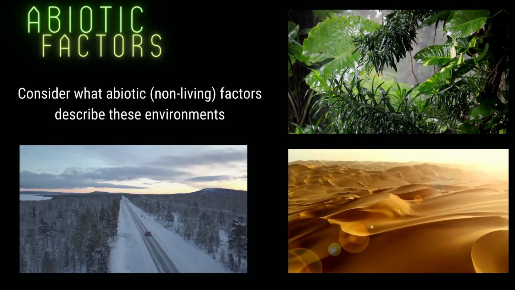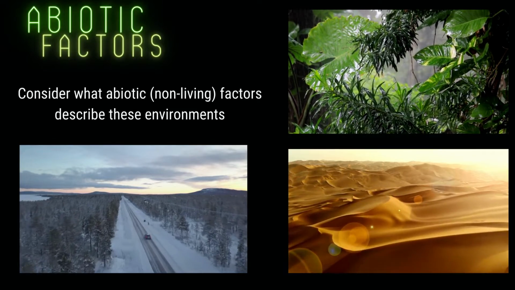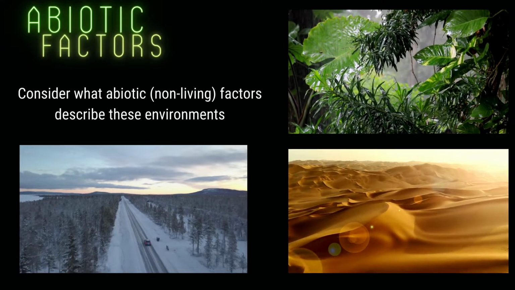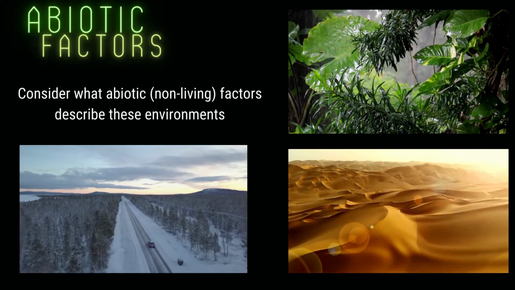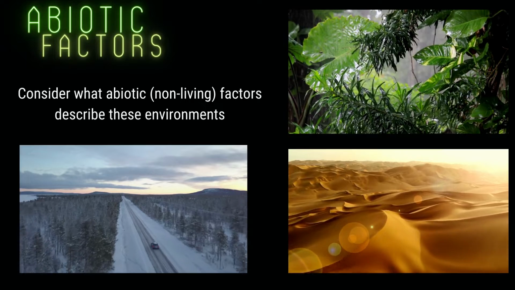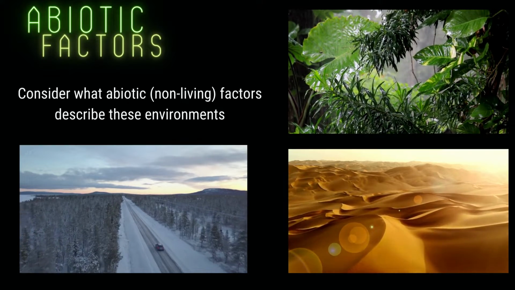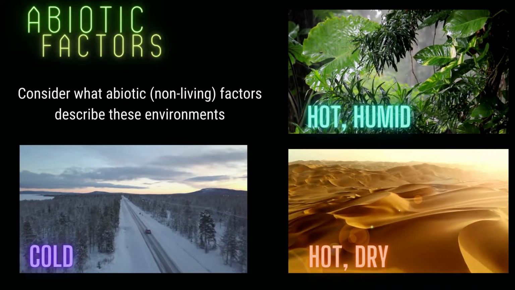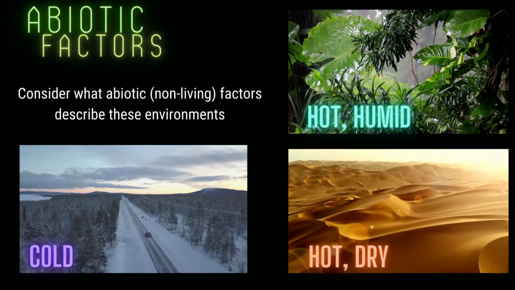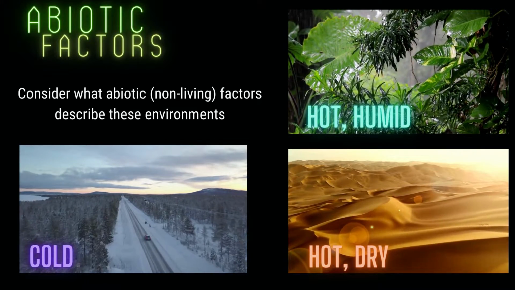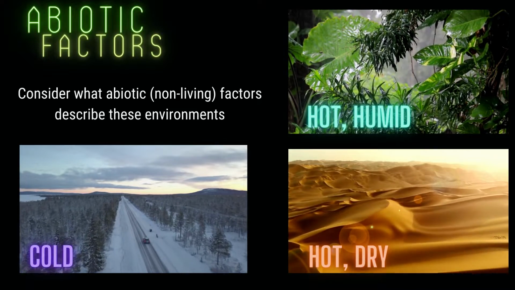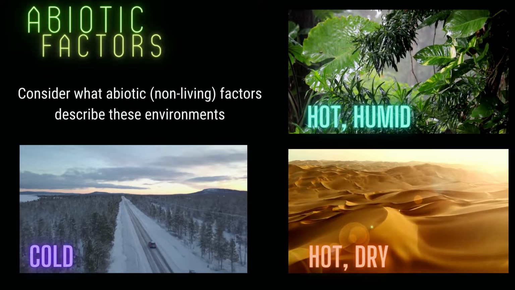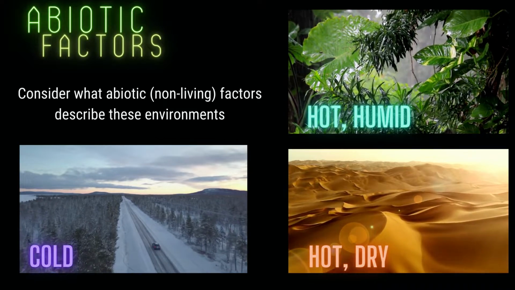Think about the climate zones from the last concept question. Consider what abiotic or non living factors describe the different environments shown here. When we think about a tropical climate versus a polar climate, we can see that temperature, the amount of sunlight or rain, can vary across these zones.